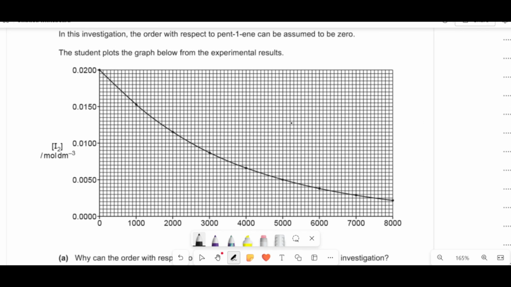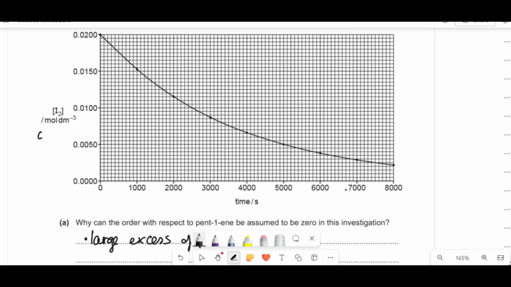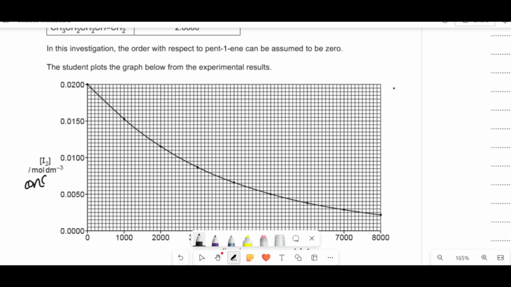So what we'll do is we'll start by working out the initial rate. The initial rate is the rate at the very start. Here, we've got concentration, and that's time. On a graph of concentration against time, the gradient would be the change in y over the change in x, which would be the change in the concentration over the change in the time. The gradient is the rate, right?